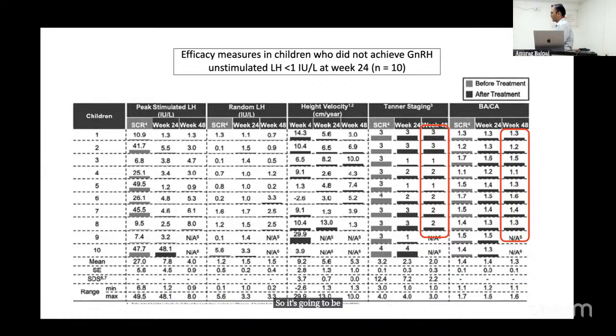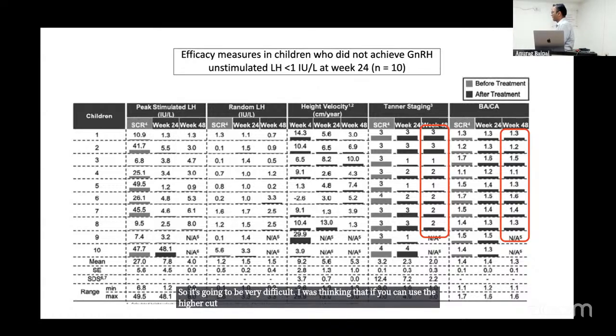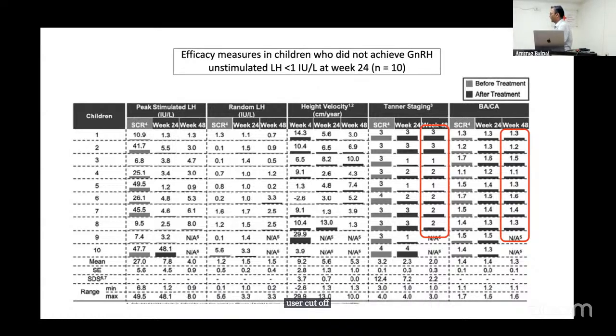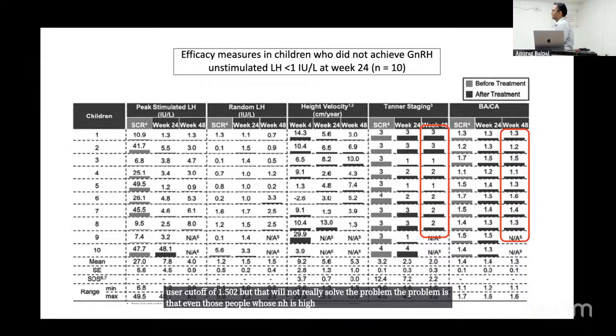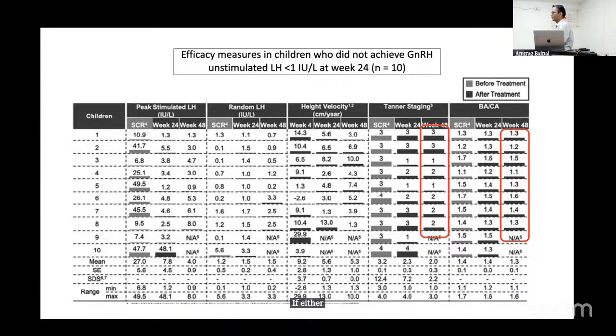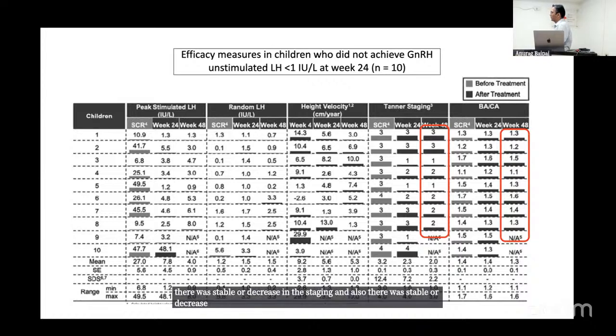I was thinking that if you use a higher cutoff rather than 1, a cutoff of 1.5 or 2, but that will not really solve the problem. The problem is that even in those people whose LH is high, your stimulated one is also very high. Yes, sir. So which basically means either your clinical assessment is wrong, or you need a much higher level of LH to cause progression. But in all these 10 patients, there was stable or decreased Tanner staging, and also stable or decreased bone age to chronological age ratio.